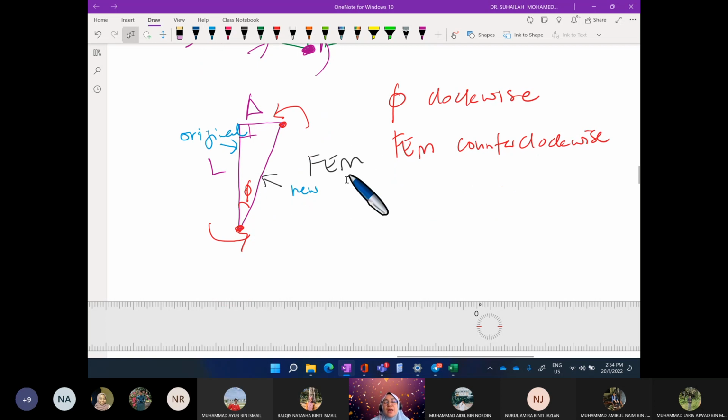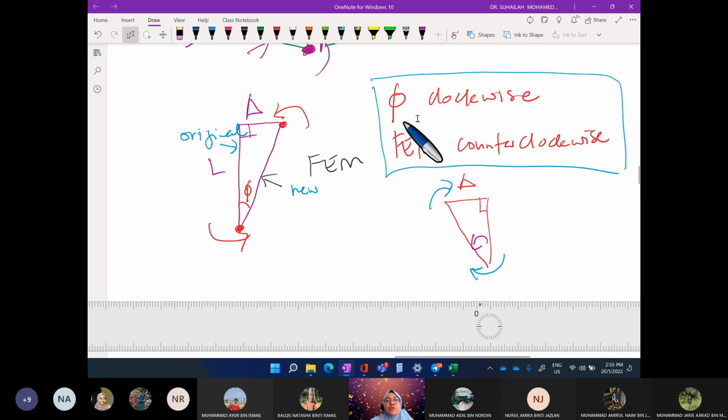This one must be understood because not all conditions the frame is tend to sway to right direction. In some conditions, maybe the frame is tend to sway to left direction. So if frame is tend to sway to left direction, it will become like this. This is the delta. The angle is counterclockwise. The moment, the fixed end moment, will be clockwise. So just remember this: chord rotation we always measure from original position to new position, and angle is opposite with FEM.